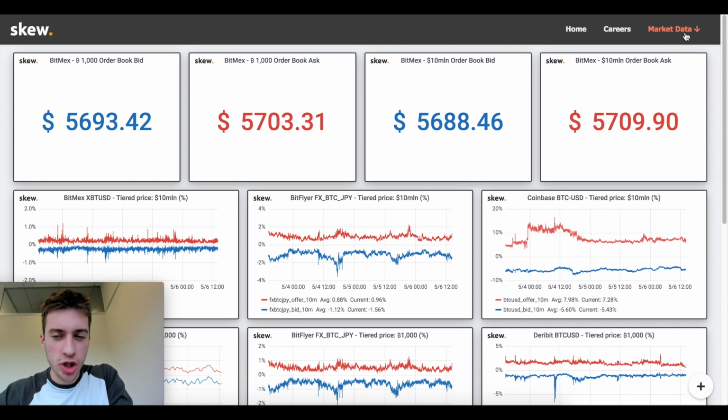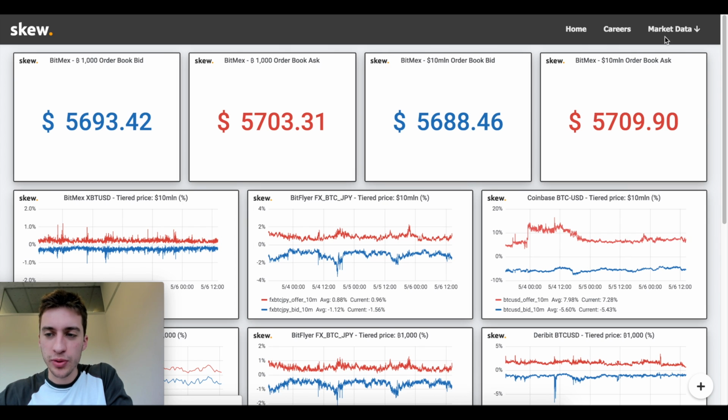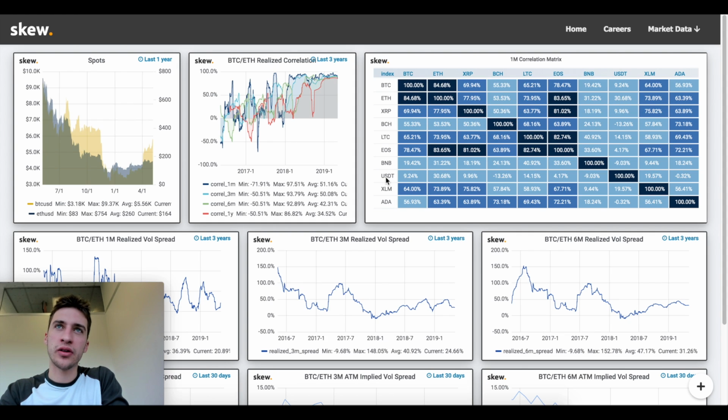I think I do want to show one more. We've looked at Bitcoin futures, Ethereum futures, and we've looked at liquidity. How about we look at spreads? I forgot if this was the good one or if heat maps was the good one. But the basic strategy that we've gone over so far is basically open interest. Also looking at the basis, meaning looking at the difference between the Coinbase price and the BitMEX price.